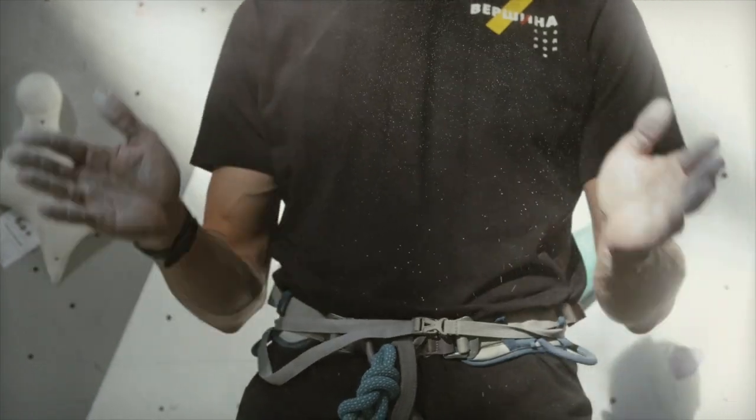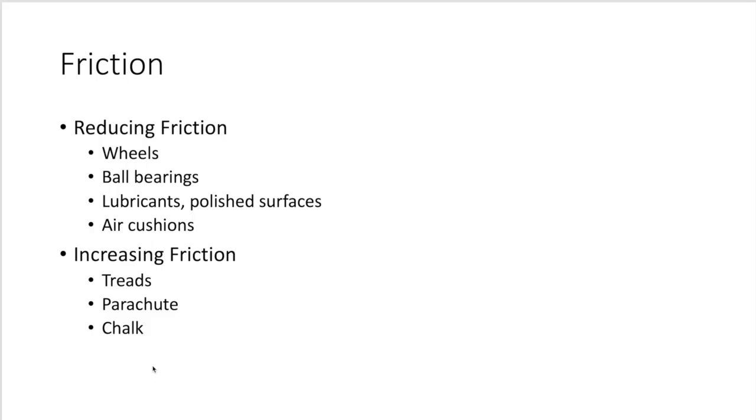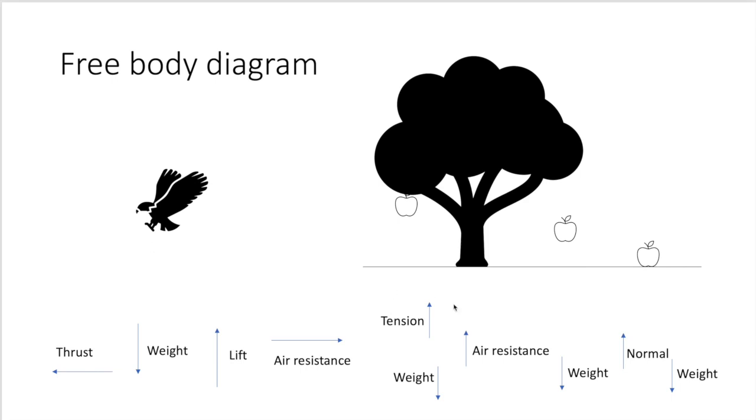Lastly, free body diagrams. Free body diagrams are a little bit like the vector diagram. It's about being able to identify the forces that are acting on a certain item. So these are the list of common forces that are acting on items in your everyday life.